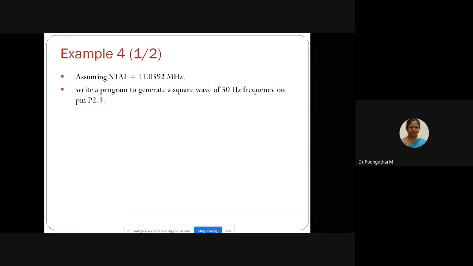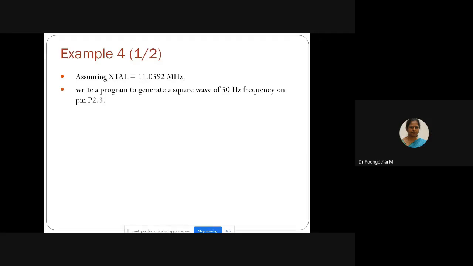Please note down the problem statement. Your microcontroller frequency is 11.0592 megahertz. Write a program to generate a square wave of 50 hertz frequency on pin P2.3.